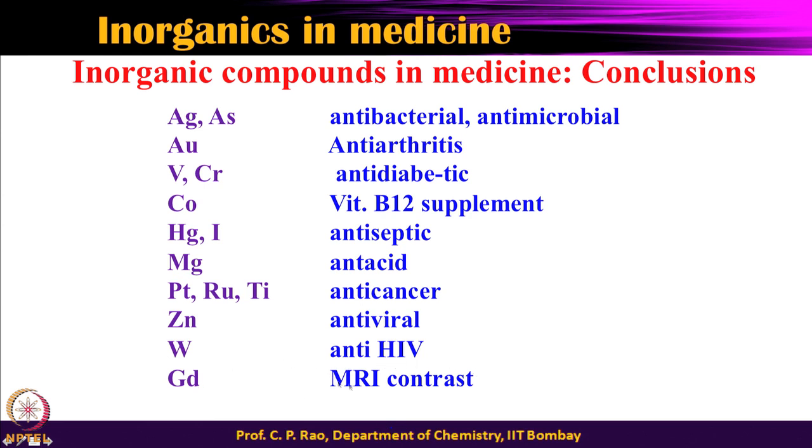And gadolinium is an MRI contrast agent, because when you are taking an MRI you need a contrast between the healthy part of the tissue versus the tissue which is affected. Okay, so while teaching you that, I have also given a compilation of the most commonly found inorganic compounds in medicine.